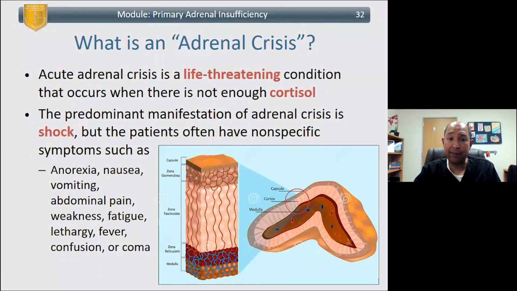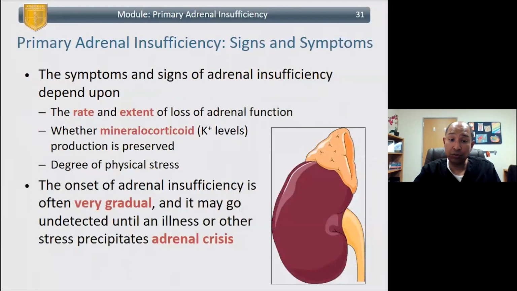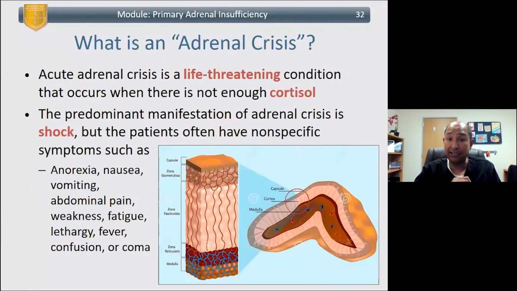And of course, if you have an adrenal crisis, the main thing we think about is shock. I usually give this talk when I'm hanging out in the medical ICU. But as I said, you could have a gradual adrenal insufficiency before it leads into adrenal crisis. So think about anorexia, nausea, vomiting, some poorly defined abdominal pain, weakness, fatigue, lethargy. And of course, now we're getting severe, with confusion and coma.